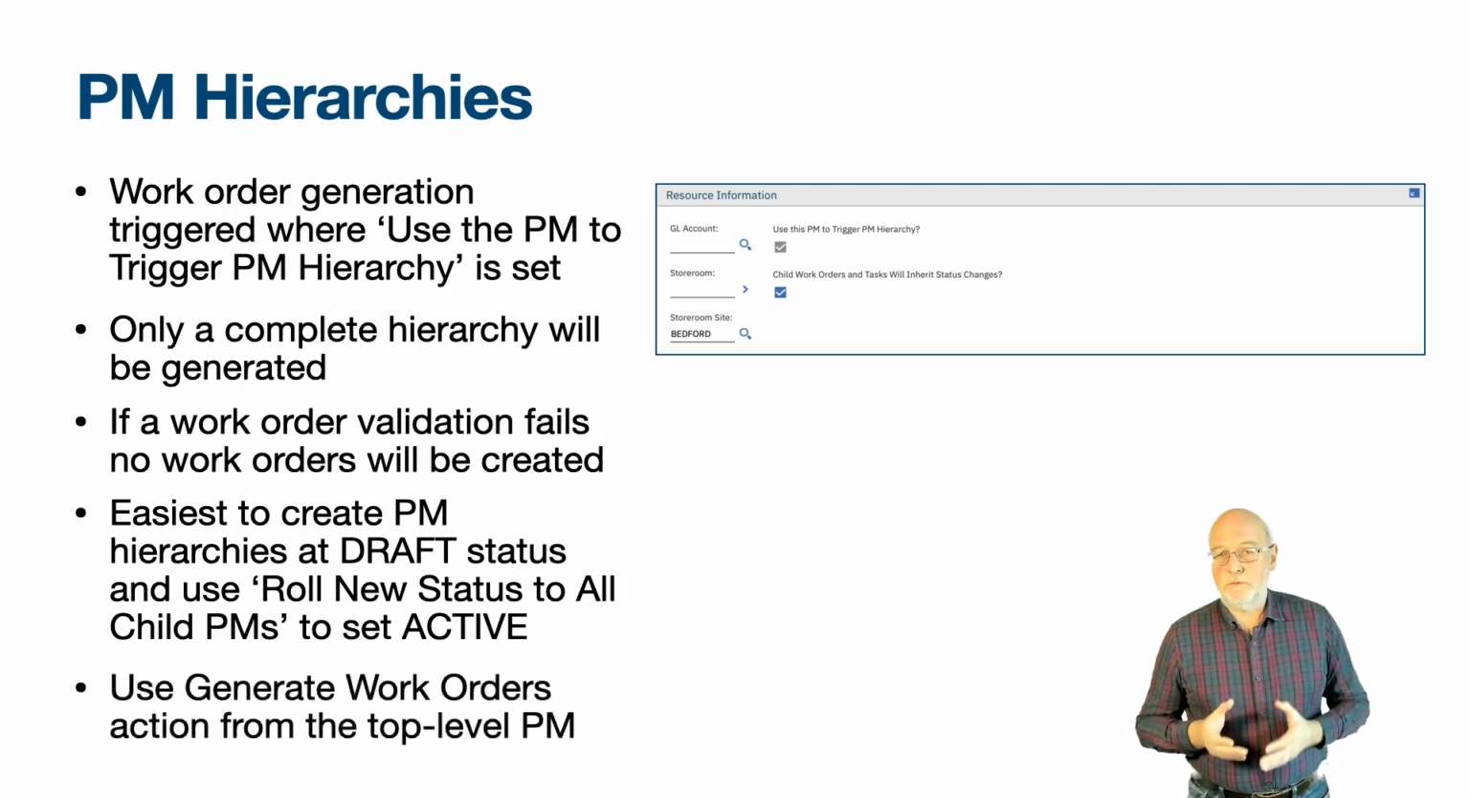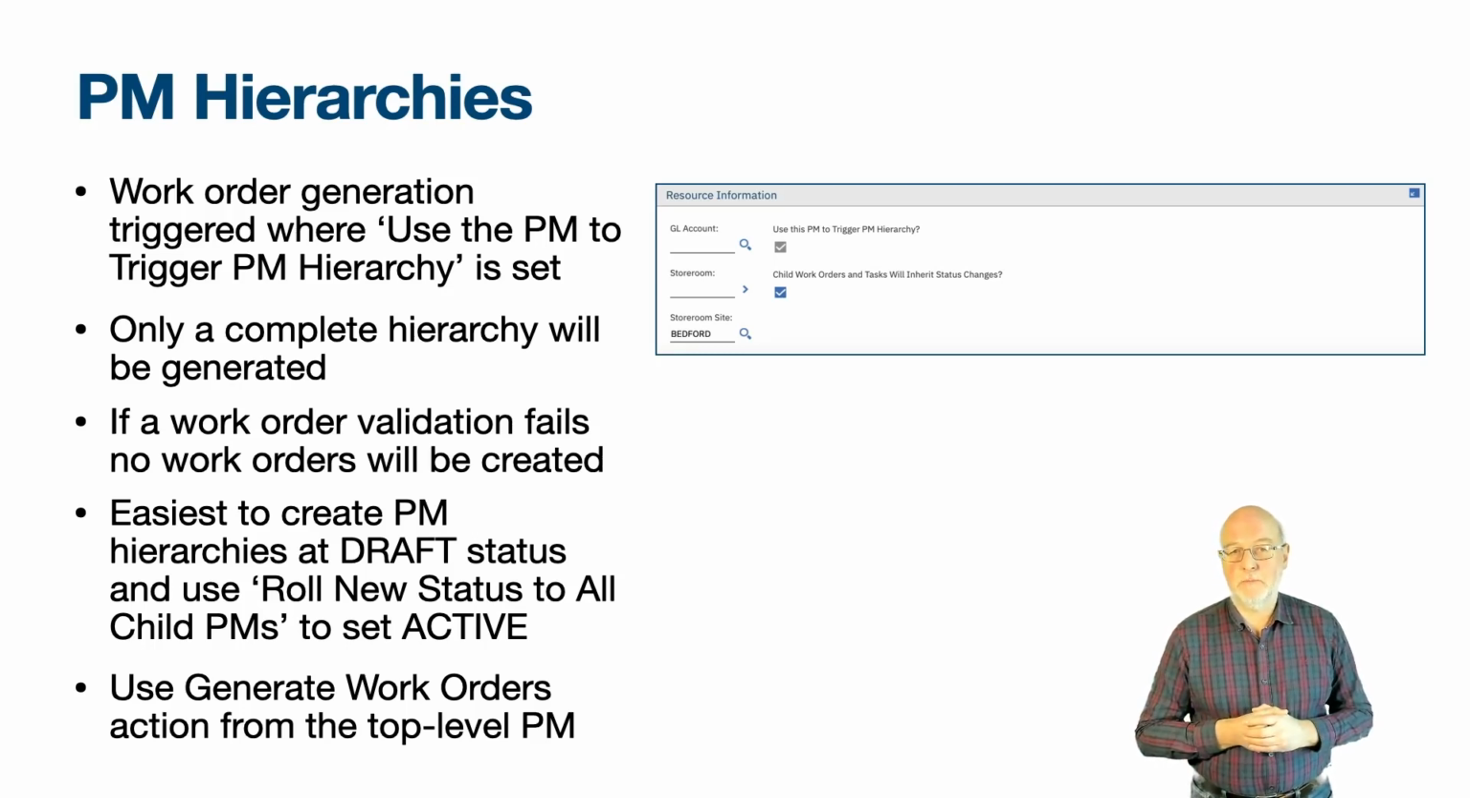You can only use the generate work orders action from the top level PM. If you try it elsewhere in the PM hierarchy, you will receive the error message BMXAA3190E: PM1039 is not a top level PM and cannot generate work orders. You can find the parent of PM1039 on the PM hierarchy tab. This is irrespective of whether you are using the use frequency criteria or have not set this, as you would do with an on-demand PM.